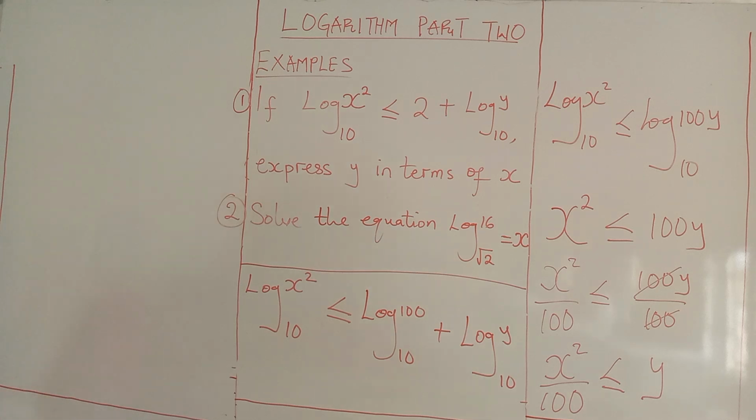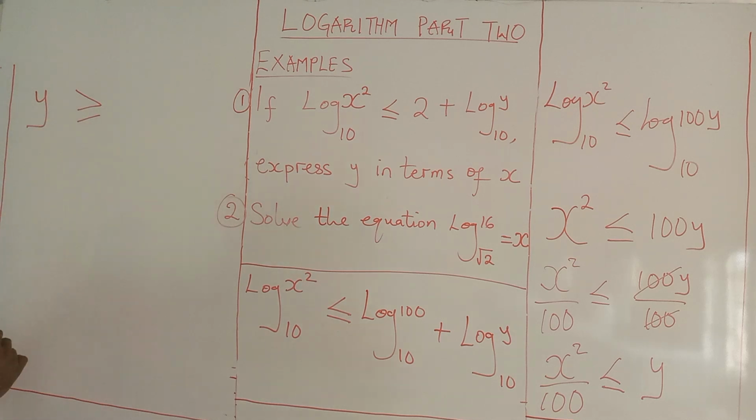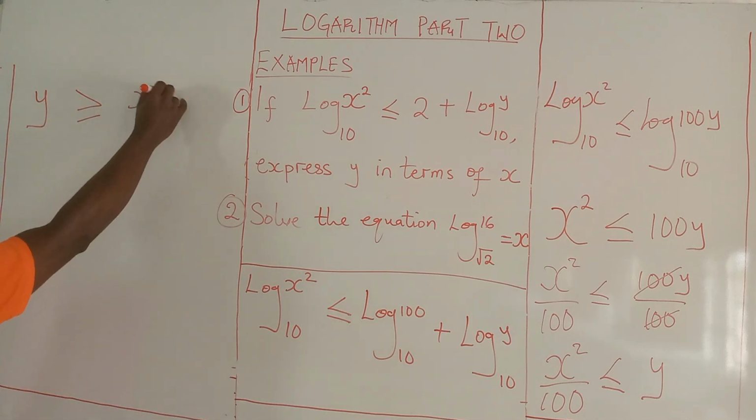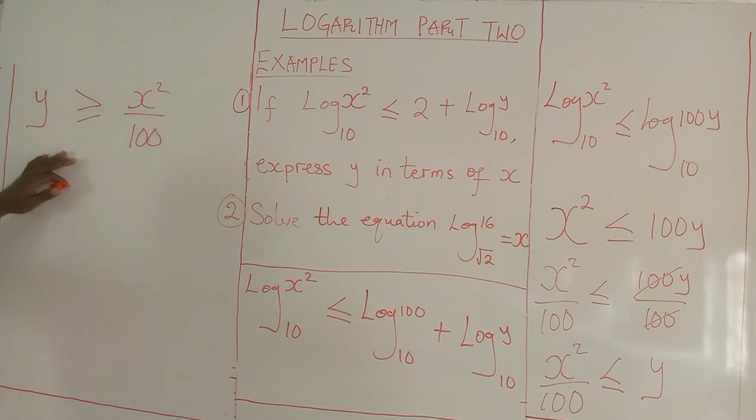like I said, if it is a theory question, even if you stop there, you are okay. But for objective, this is another way of expressing it. y is greater than or equal to x squared over 100. That's it. So that answer is correct.